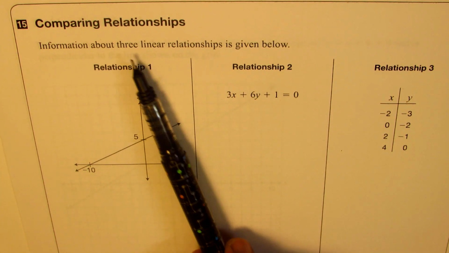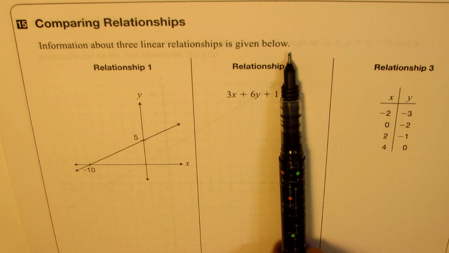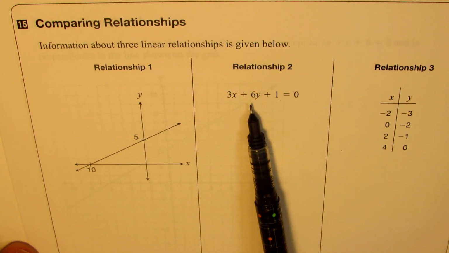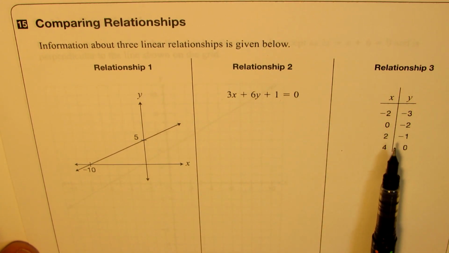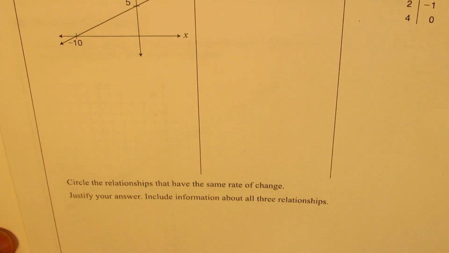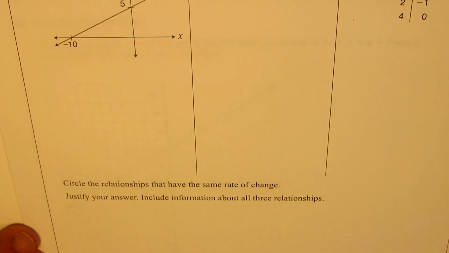Information about three linear relationships is given below. Relationship 1 is a graph, relationship 2 is an equation, and 3 is data in the form of a table. The question here is, circle the relationships that have the same rate of change.